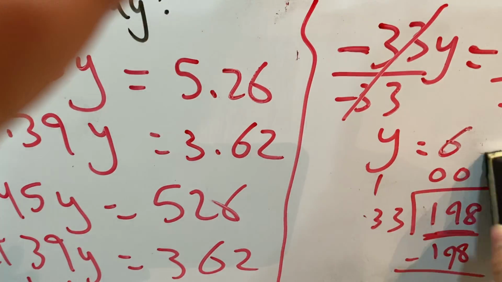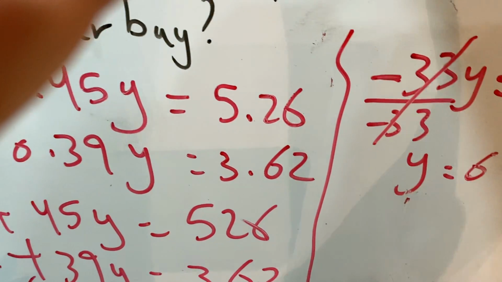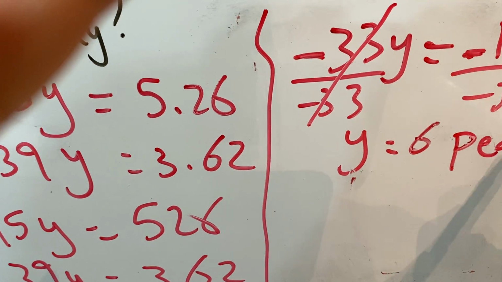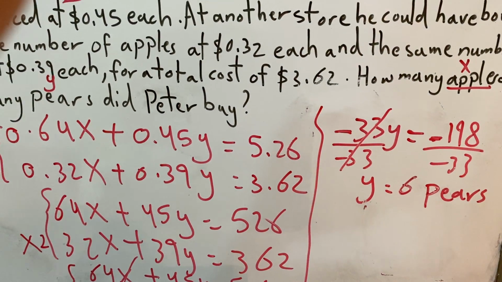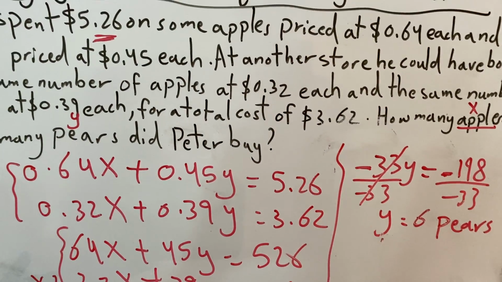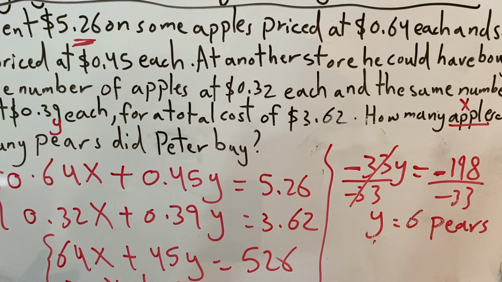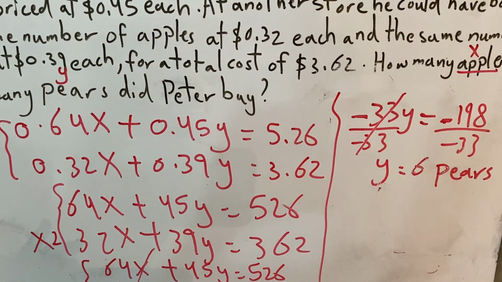6 what? I will erase all these now. Y is related to what? From the beginning we said y is related to the number of pears, because in the beginning we said apples we will call x and pears we will call y, because apples were mentioned first, so this is x, and pears were mentioned second, and these are y. So I have y, which is 6 pears. Now it's very easy to find x.